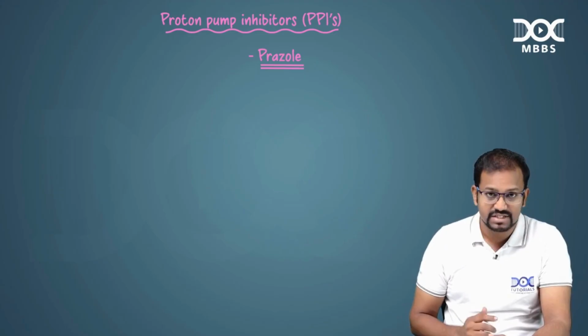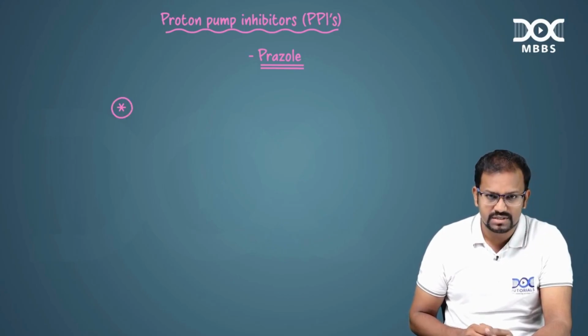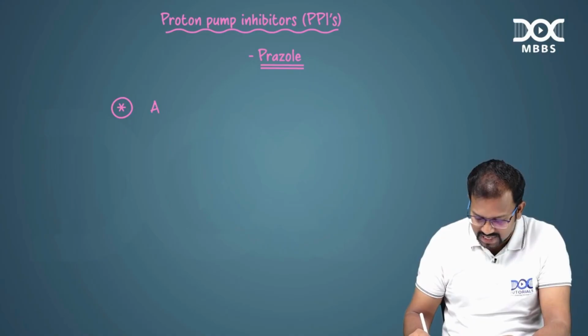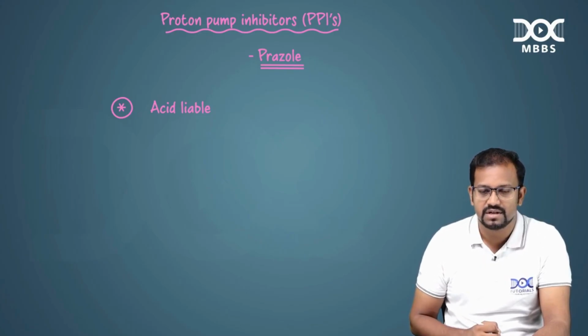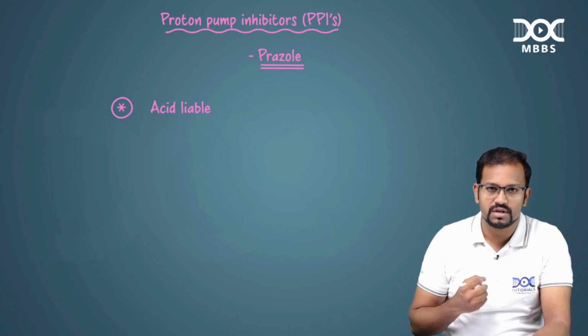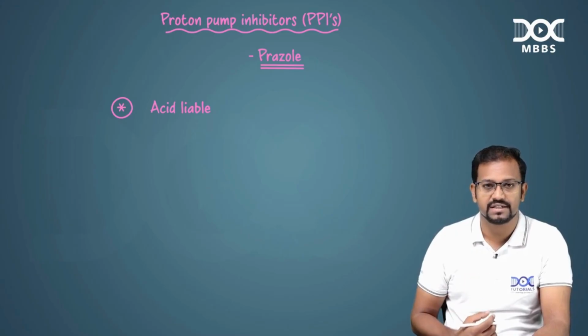So what's the basic nature of these drugs? Please note, I'm just going to write on the salient features of these proton pump inhibitors. The first one is that the majority of those drugs are acid labile agents, which means when you give it after food, the drug might not be effective. The drug will be broken down in the gastric acid itself.